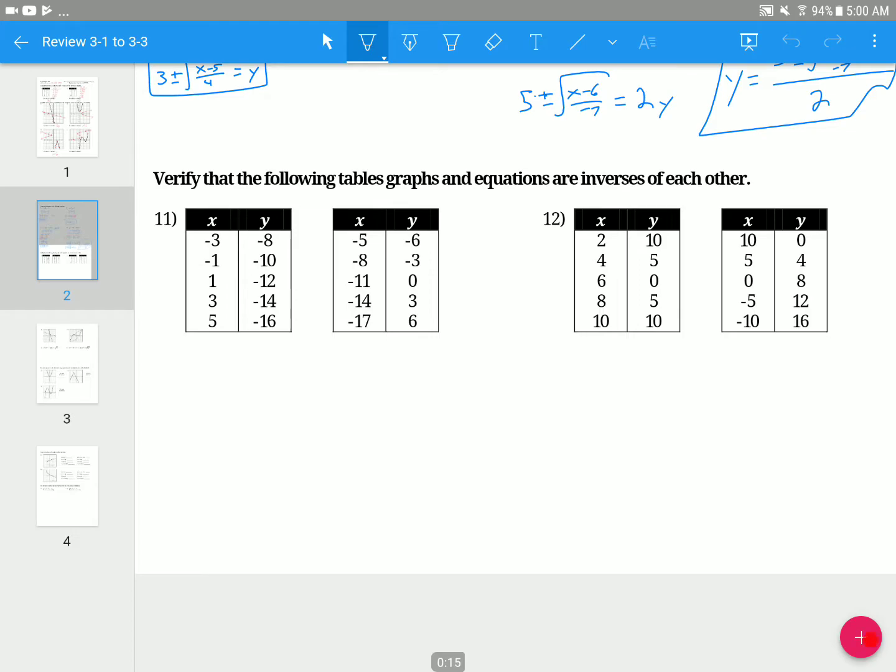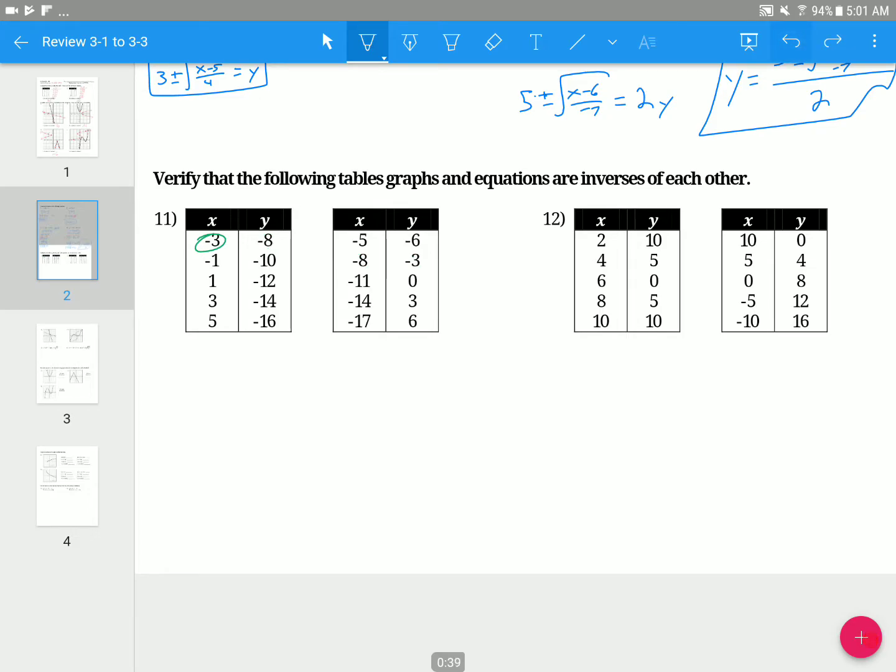Okay, so basically what you're doing is you're trying to say, hey, did they actually switch x and y appropriately? And so on a table, we're going to compare the x's to the y's and only do the ones you can find. So like, I got a negative 3 here, and I got a negative 3 there, and they both have the same y value. Those are the same. Okay, so that's good.